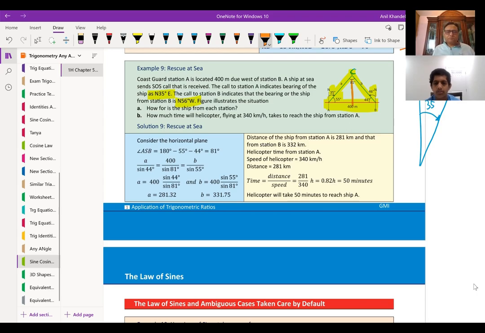And the other part is how much time will a flying helicopter take? You know the speed, distance, and time relationship, right? So you can make a triangle, in which distance is speed times time. That is how, and time taken will be equal to distance divided by speed, right? So once you divide, you know the time taken by the helicopter. Is it okay? Kilometers per hour. Perfect.